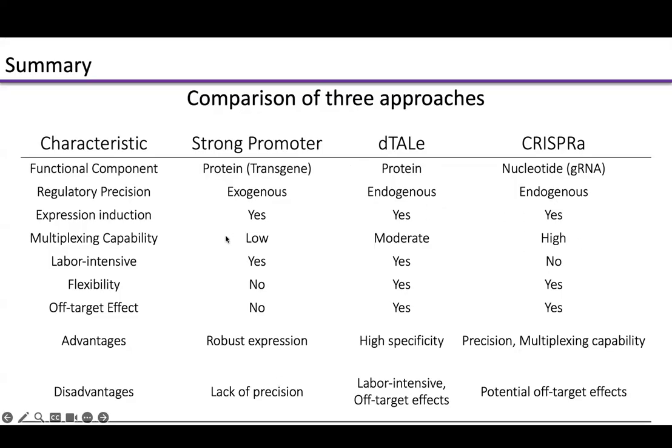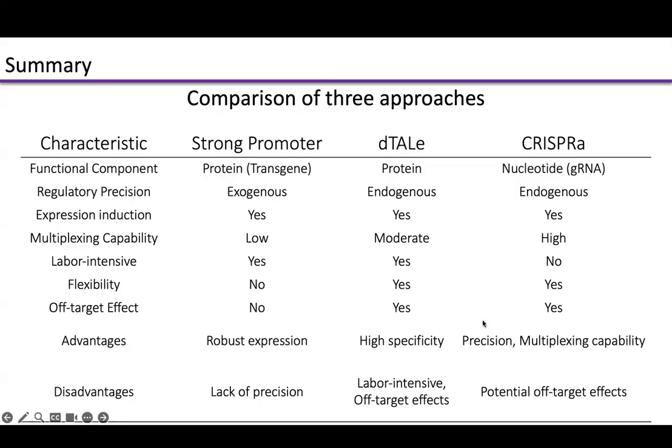Among these three methods, for sure, the strong promoter is the most robust expression method. But in our data, we found that CRISPRa can reach a similar or comparable fold change of gene activation here.